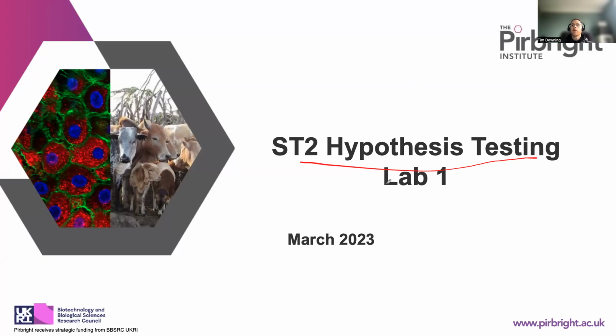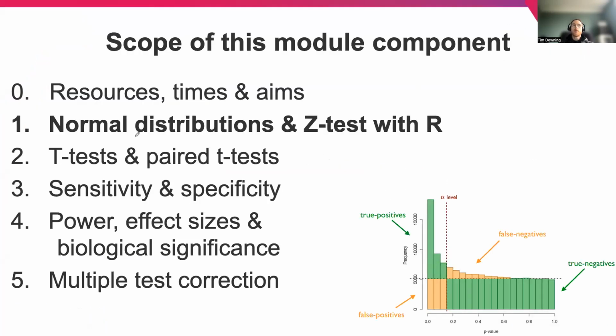So what we're going to talk about next in this is how to do normal distribution testing and z-tests with R, how to do one sample, two sample, and paired t-tests with R as well, and then also how to look at sensitivity and specificity in R. In the second lab, we'll look at power, effect sizes, and also multiple test correction.